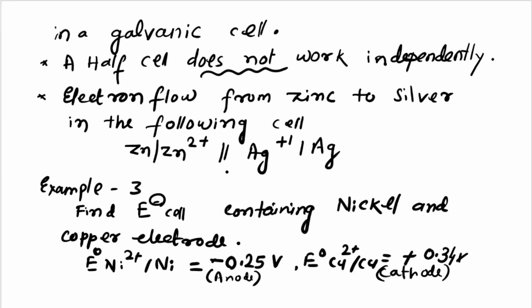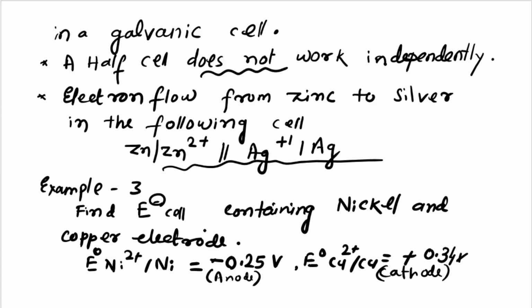So electrons flow from zinc to silver, because zinc loses electrons and silver gains electrons from zinc. So it is represented like this: Zn oblique Zn plus 2, salt bridge, Ag plus oblique Ag. Example 3. Find E0 cell. Then mind it, there are three values mainly. One is standard electrode potential of the cell, standard electrode potential of cathode, standard electrode potential of anode.